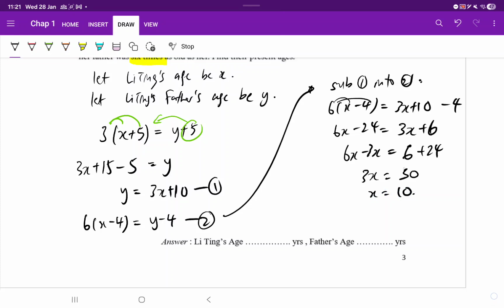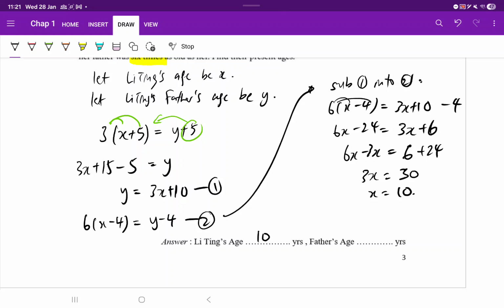So Li Ting is only 10 years old, very young. Why you laugh? 10 years old, very young, right? No? Huh? Oh, I see. Li Ting is very young.